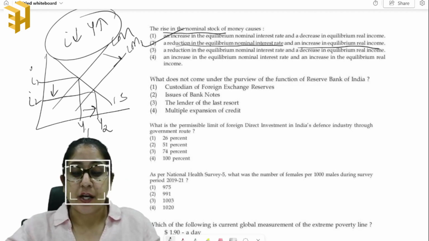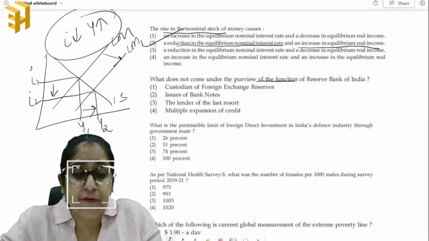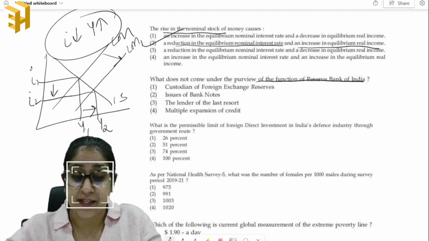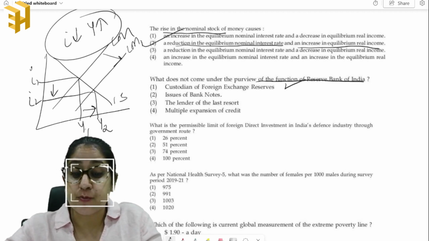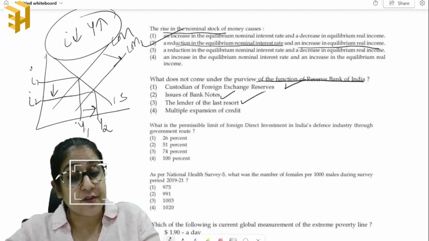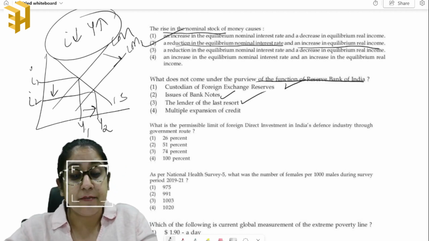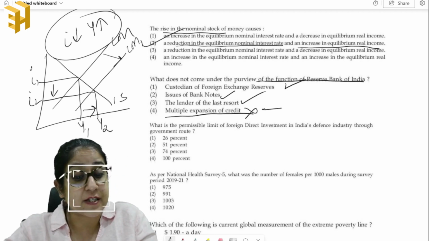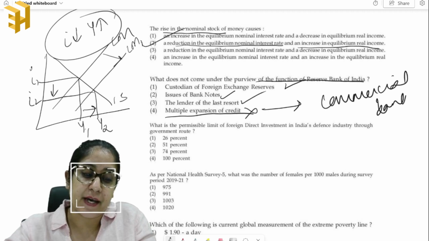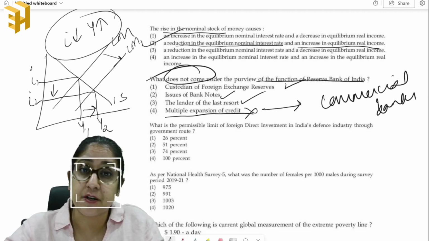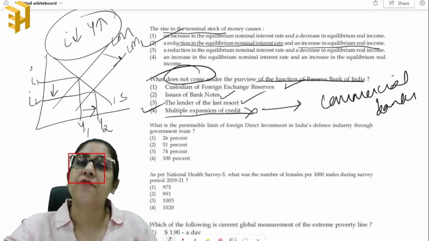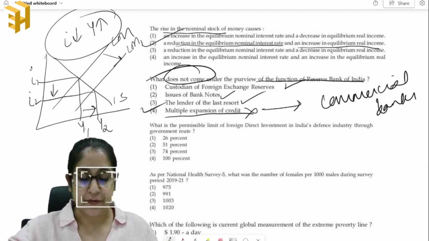Next question. What does not come under the purview of functions of RBI? First thing, custodian of foreign exchange reserves. Yes, it definitely is. It issues banknotes. Obviously, yes, RBI issues the banknotes. Third, the lender of last resort. Definitely yes. And multiple expansion of credit. No, this is actually the role of your commercial banks and not the RBI. Hence, what does not come under the purview is multiple expansion of credit, which is actually the job of the commercial banks and not the RBI, right?